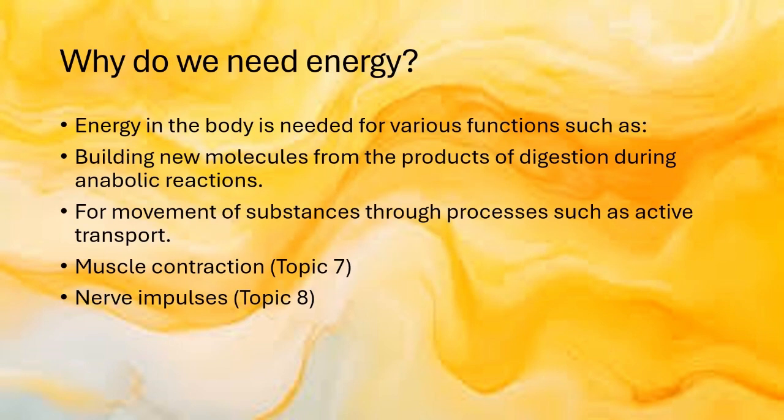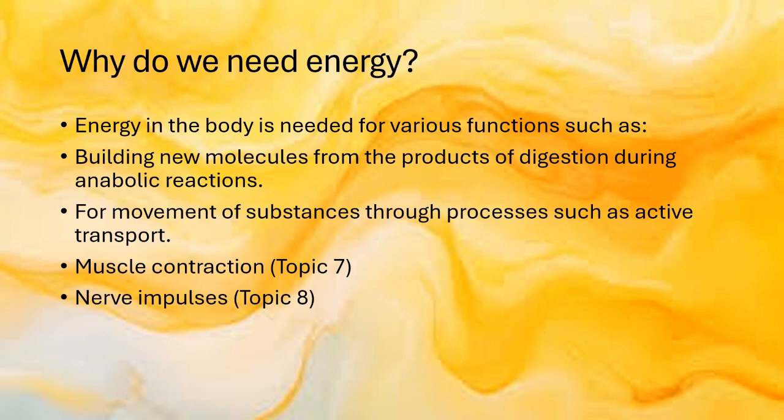Energy in the body is needed for various important functions, such as building new molecules from the products of digestion during anabolic reactions. And for context, you might have come across anabolic reactions in GCSE, but these are processes where simple molecules are joined together to make larger, more complex ones. And just a quick extra fun fact, catabolic would be the other way around. So it's when large molecules are broken down into simpler molecules. Larger compounds are broken down into more simple molecules.